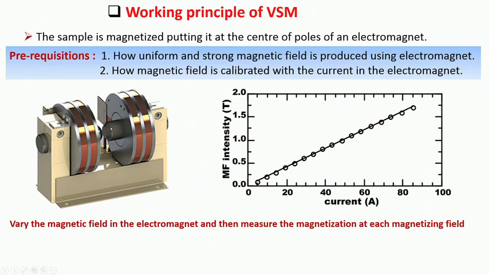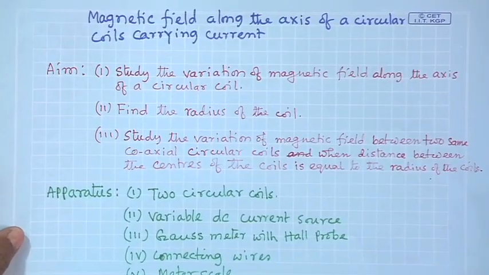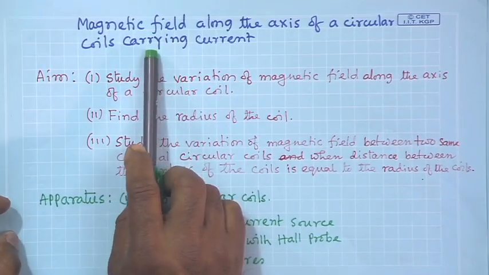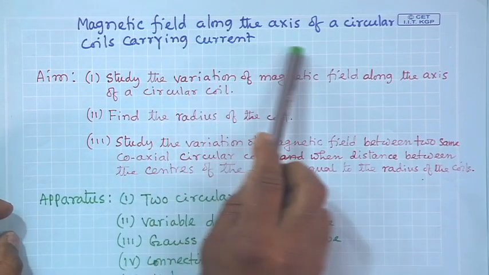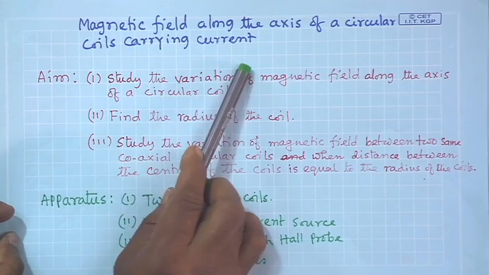So, but how to produce a magnetic field? A magnetic field is produced by passing current in a circular coil, that is what we have learned from this course. Probably you remember that I have discussed this experiment, the magnetic field along the axis of a circular coil carrying current, right.